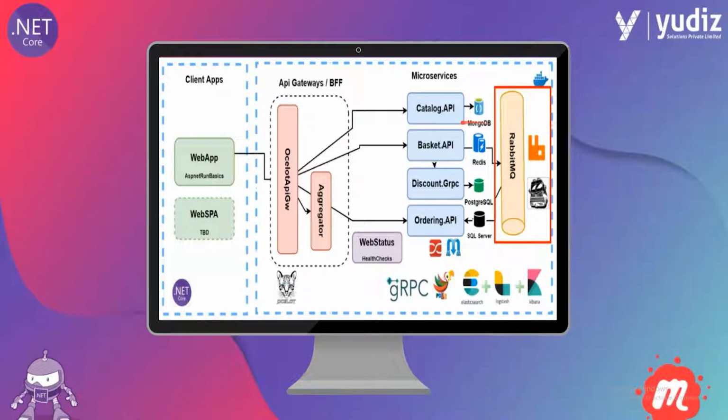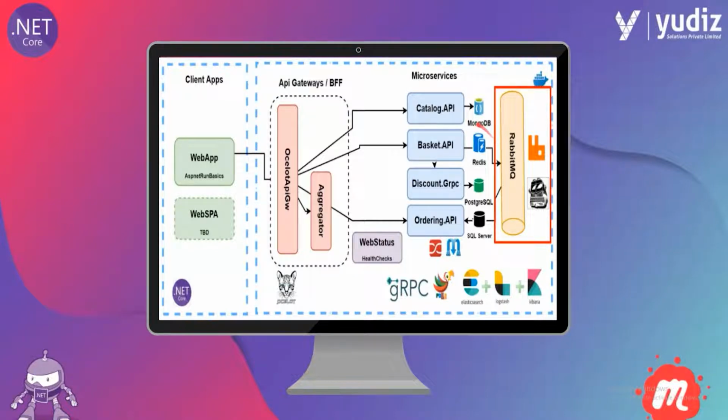So, does anyone have any confusion? I have one confusion. Let's say we have the catalog API over there, and I want to call some orders data from the catalog API. Am I going through RabbitMQ, or am I just calling the ordering API directly from the catalog API?